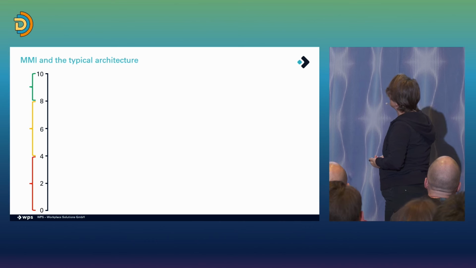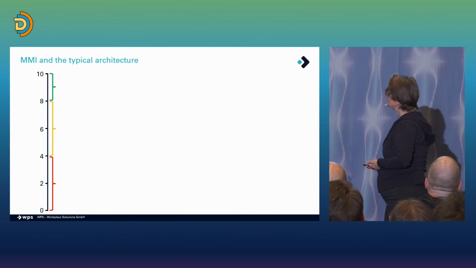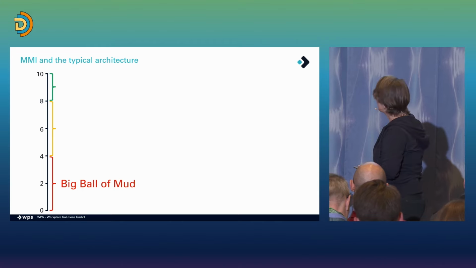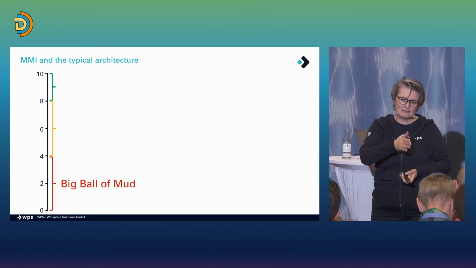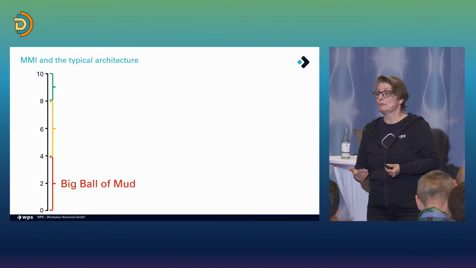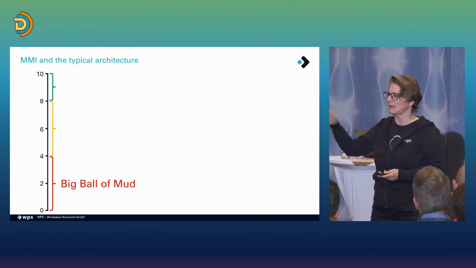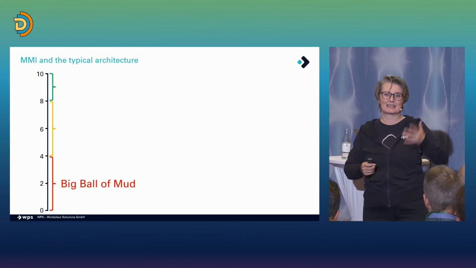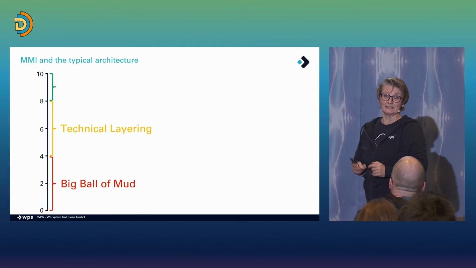Well, what we see is that typically the systems down there are a big ball of mud. The systems in the middle, until 3 or maybe 4 years ago, when people called me and I asked them, what architecture do you have? Of course, nobody said a big ball of mud. But they always said, we have layers. This was the answer. And this is what we find a lot, technical layering.